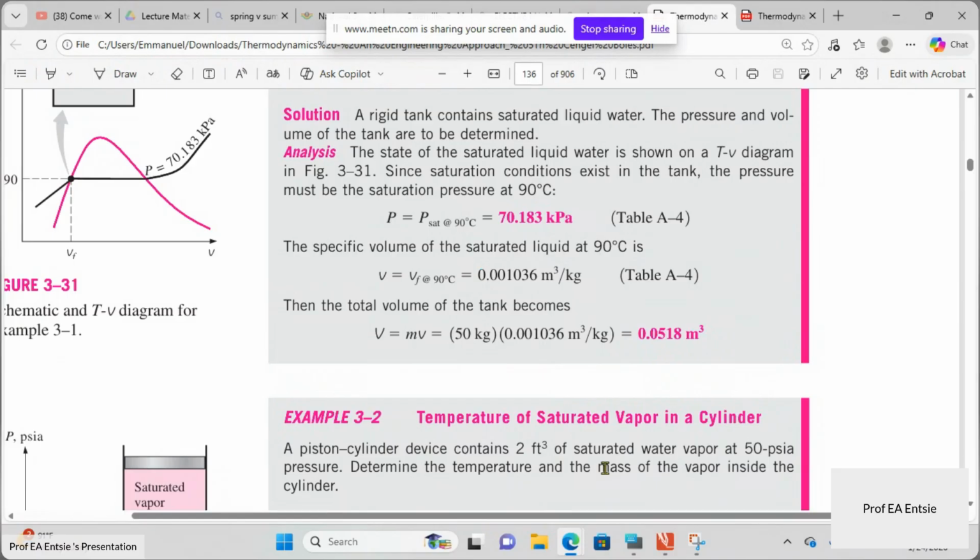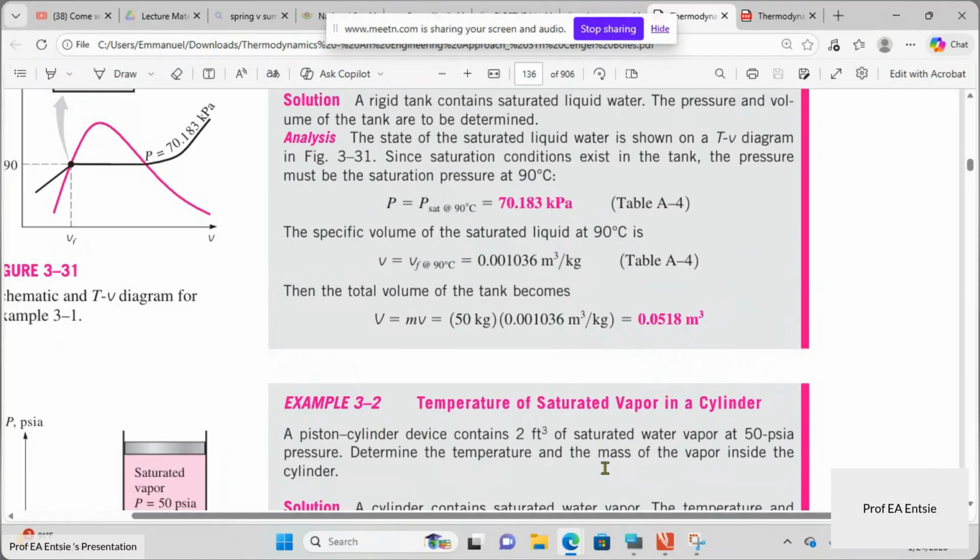This one has the unit of feet per feet cubed. The next one is psie, that's pound per square inch. These ones are not SI units, they are metric units, right? So determine the temperature and the mass of the vapor inside the cylinder.